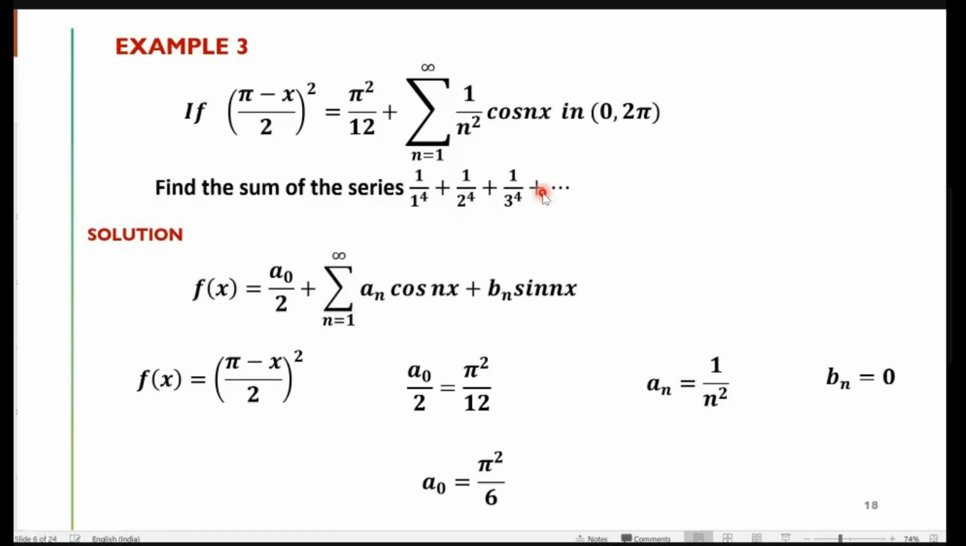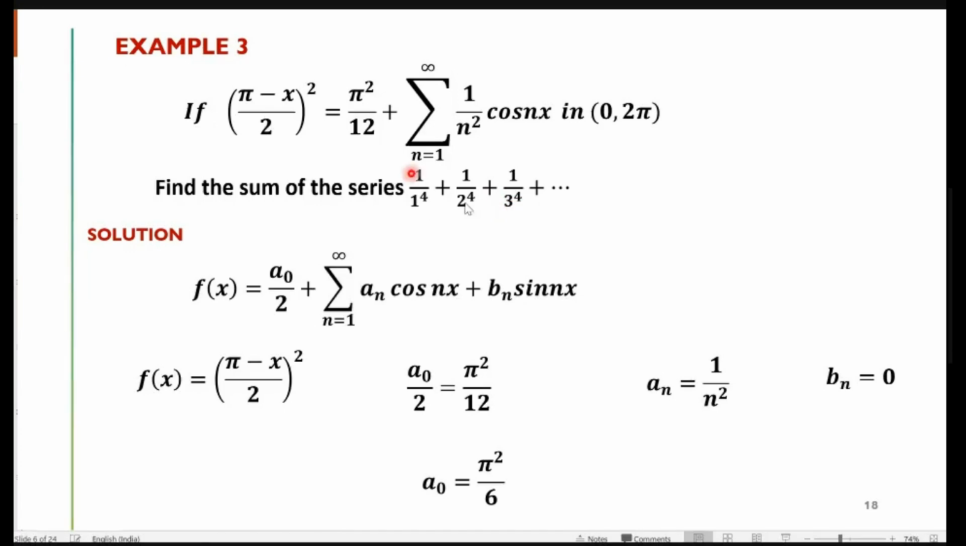It is not specified that you have to solve by Parseval's identity. So how will we identify whether we have to solve by Parseval's identity or by giving the values of x? For that, what do we have to look at? Here a_n is equal to 1 upon n square. But in the proof we are having 1 upon n raised to 4, like 1 upon 1 raised to 4, 2 raised to 4, 3 raised to 4.